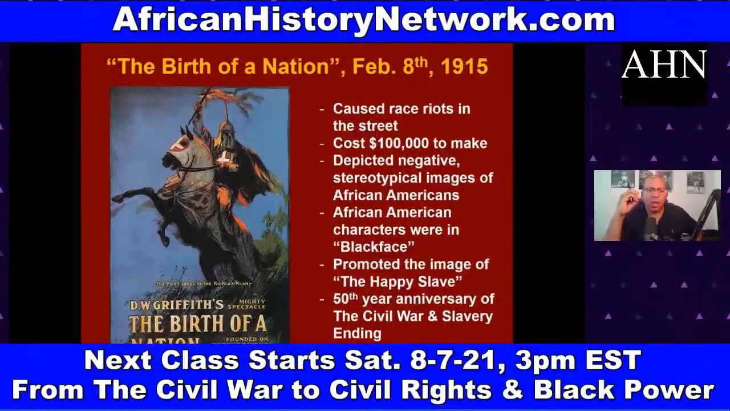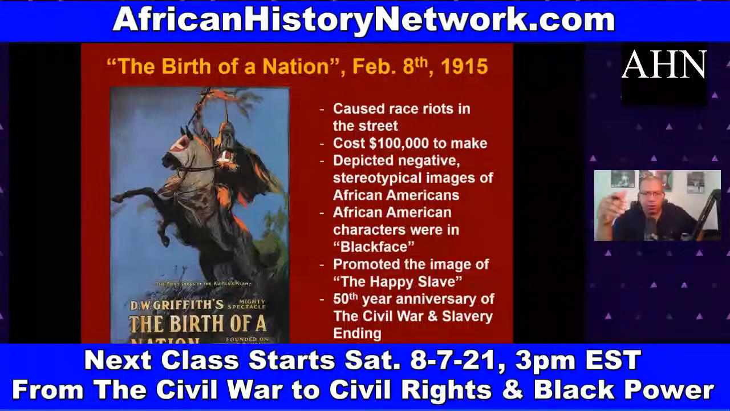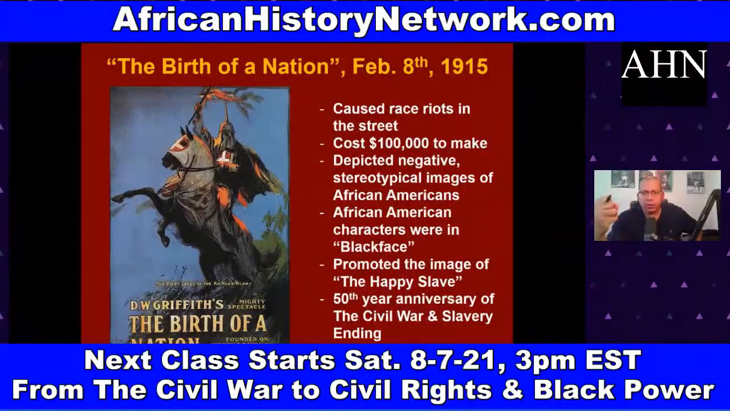The NAACP led protests against this movie because all of the negative stereotypical images of African Americans were depicted in this movie. And the movie takes place during slavery, the Civil War, and Reconstruction. The movie takes place in Piedmont, South Carolina. And it shows the slave owner, who's a doctor, being entertained by his slaves, and they're looked at as almost part of the family, and they show happy slaves.